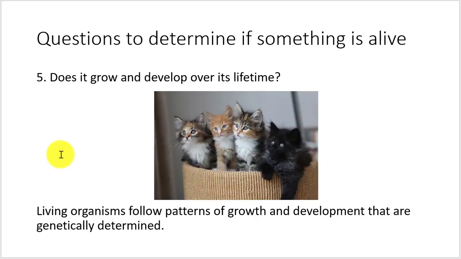All right, next question that determines something is alive: does it grow and develop over its lifetime? Living organisms follow very specific patterns of growth and development that are guided by their genetic code. Like these kittens here are going to grow and develop into full-fledged cats, and they even look different than maybe 3 weeks ago. They may not have even had their eyes open 3 weeks ago. That change in growth and development over its lifetime is something that we see in all living organisms.